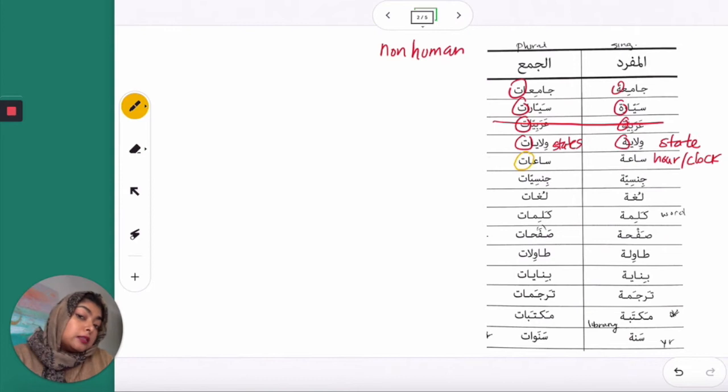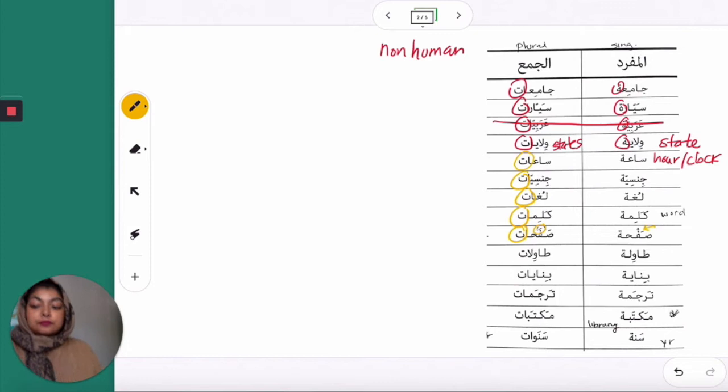Okay. جنسية. What's جنسية? ما معنى جنسية? Nationality. جنسيات. لغة. لغة مثلا لغة العربية. لغة language. لغات. كلمة يعني word. كلمات. صفحة. When I say نحن الآن, we are في صفحة, page. صفحة, صفحات. And one thing to note here, in صفحة, there's a sukun on the fa, but when it becomes plural, it ends up taking a fatha. صفحات. Okay? Just one of those things.